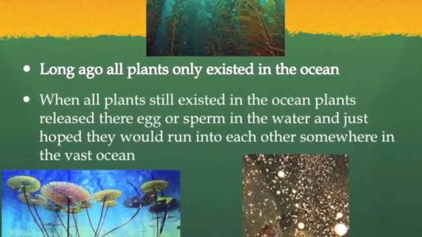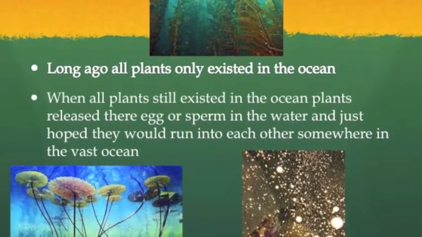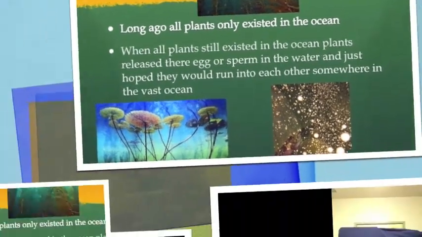Long ago, all plants only existed in the ocean. When all plants still existed in the ocean, plants released their egg or sperm in the water and just hoped they would run into each other somewhere in the vast ocean.